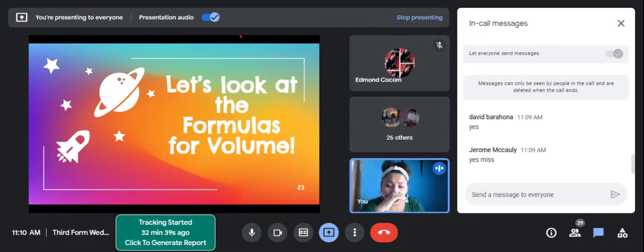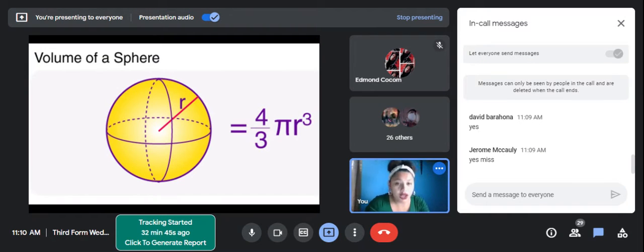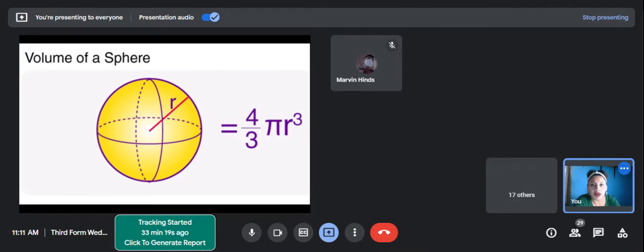All right? So, looking at the volume, the ones that we actually have to work with, the volume of a sphere, and please write this somewhere in your notebooks, write the formula. Volume of a sphere is equal to 4 thirds pi r cubed. Write it down because we're gonna go to the Jamboard right now and practice a question. Everybody has it? Yes, miss.